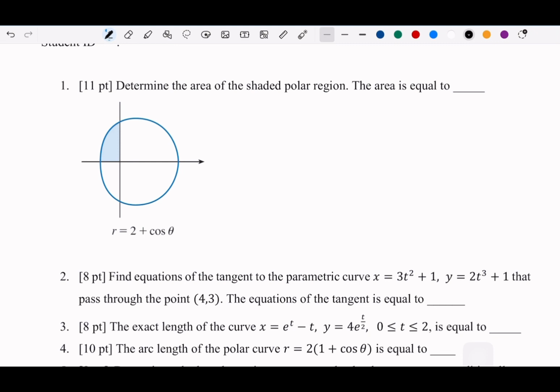I think it should be cos. Huh? I don't think it's 2. It's cos 2 theta. Cosine 2 theta. Right. And not 2. You're supposed to just cosine. Yeah, that's okay.